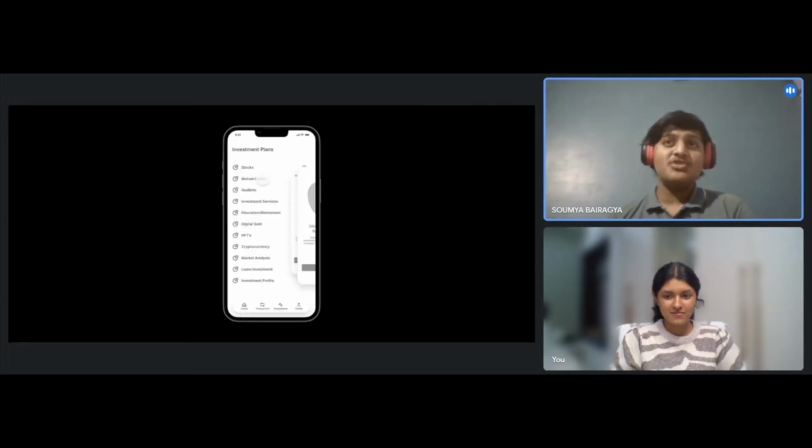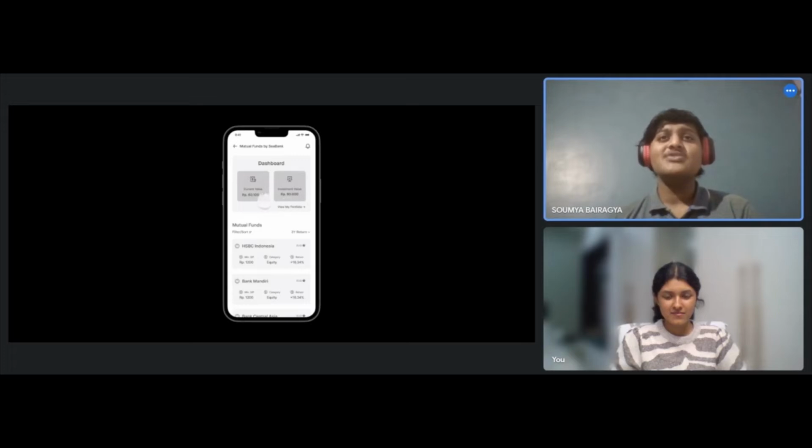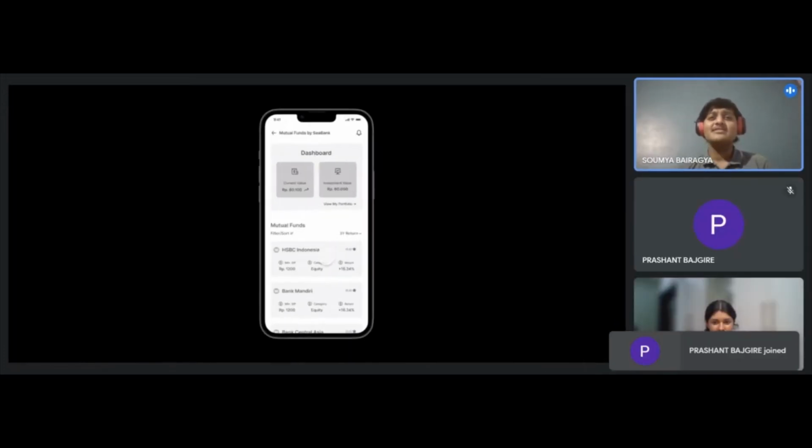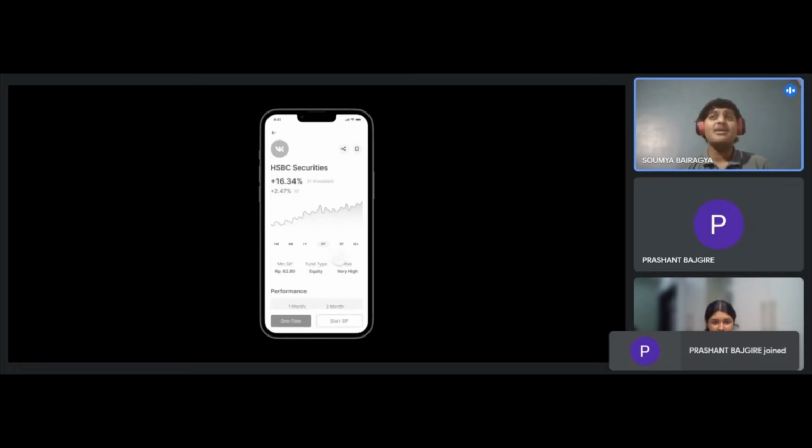Next is the mutual funds, where users can invest into securities. They can check the dashboard with the current value, the investment value, and within this, they can also check about the company, the product they're investing upon.